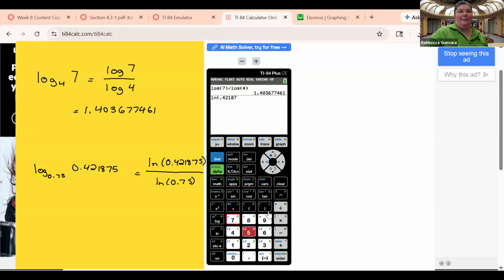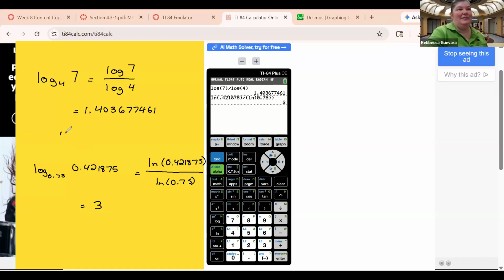There's really not a big reason currently to choose a common log over a natural log or a natural log over a common log. That's to deal with other problems later. If you just have a base 4 log and want to figure out what it is, you can use either common or natural logs. It's not going to matter. If we do natural log of 0.421875 divided by natural log of 0.75, we're going to get 3.